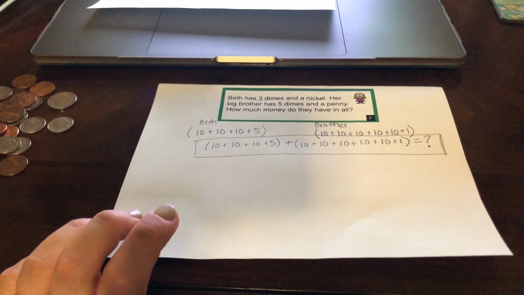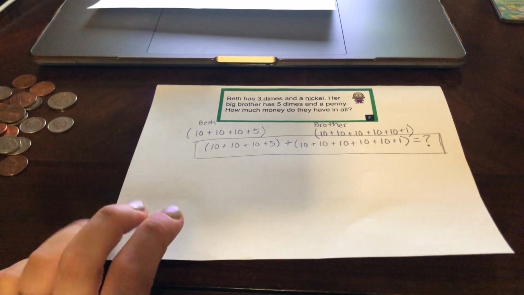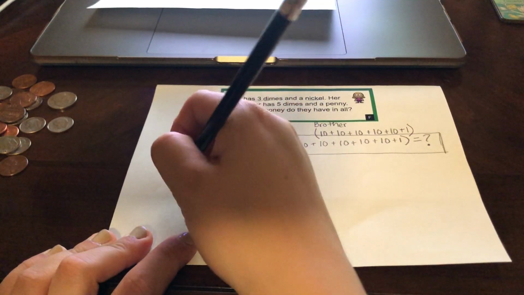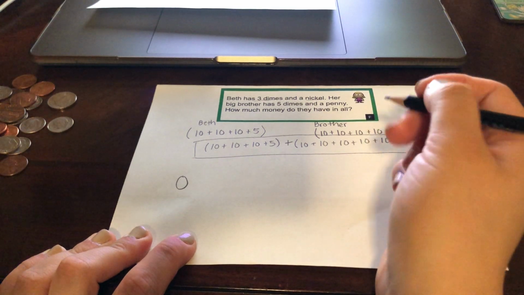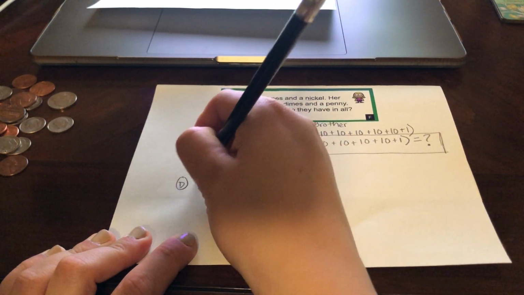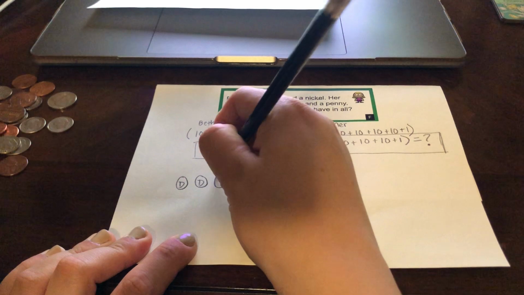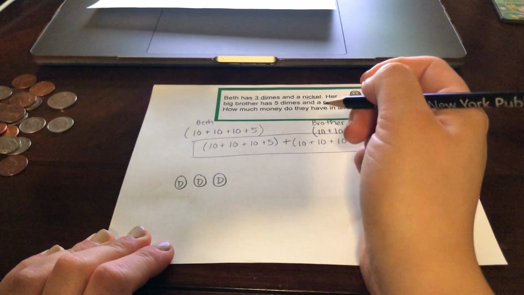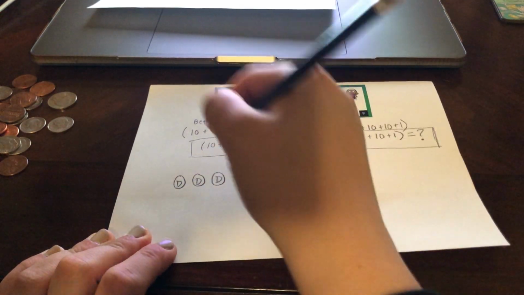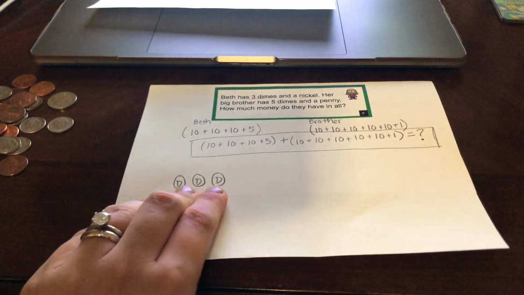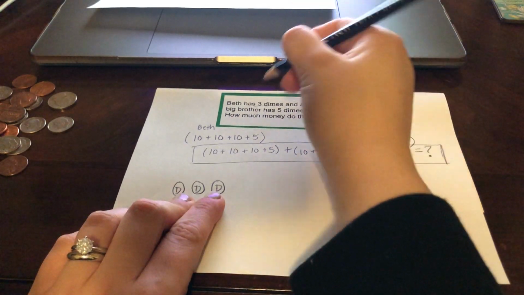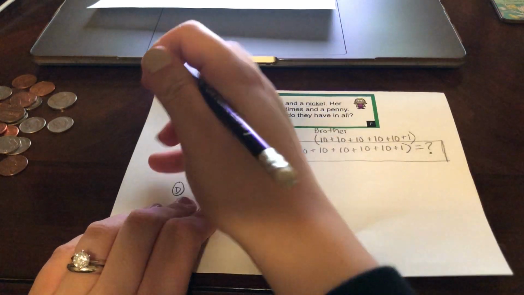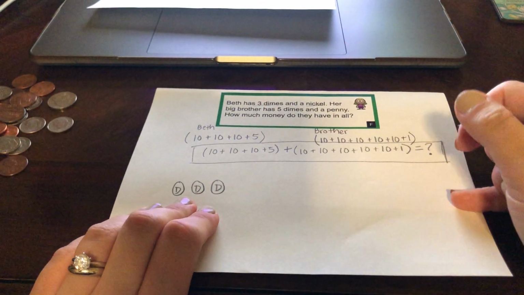So I can draw her coins out now. I really like to draw a circle, and I prefer to put a D in it personally, but like I said last time, you can put 10 inside it, whatever works best for you. So this is Beth's money. This is her number of dimes. What I'm going to do to make this easier for myself is, I don't know if you remember, but from our previous lessons, we lined up our money from greatest amount to least.